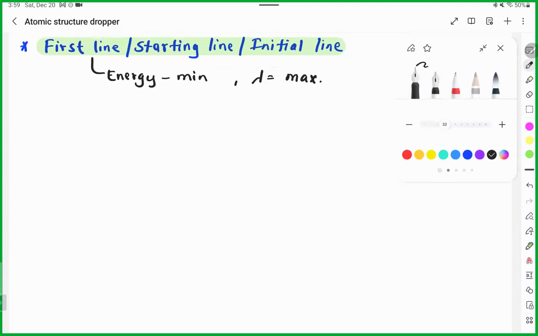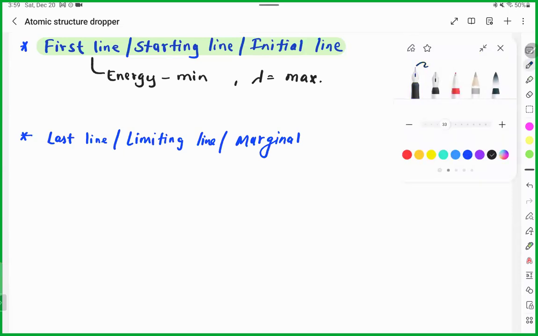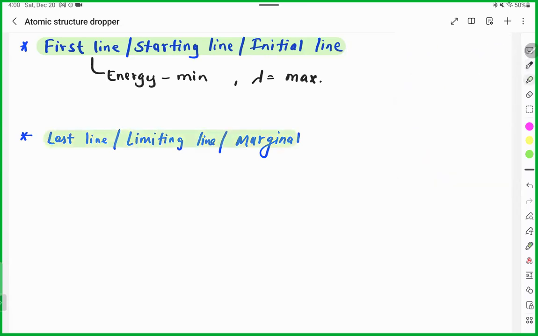If you take the last line, then in case of the last line, it is also known as the limiting line. This limiting line is also known as the marginal line. In this situation, energy will be maximum and wavelength will be minimum. And tell me, none of you understood this. What is the meaning of this?